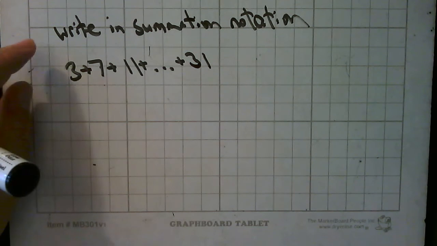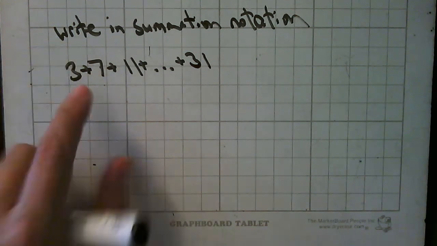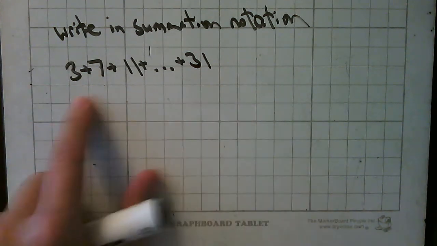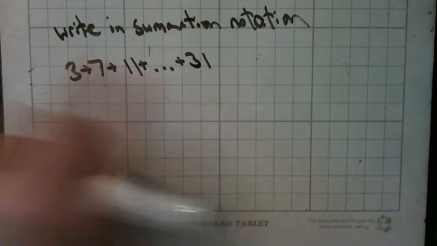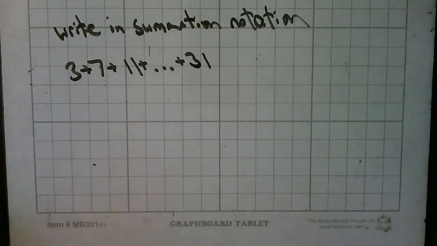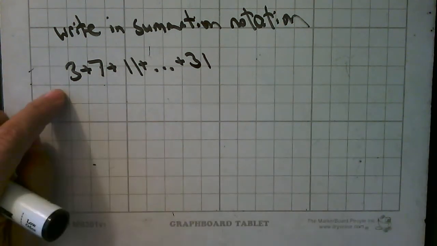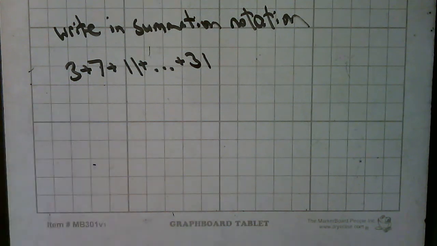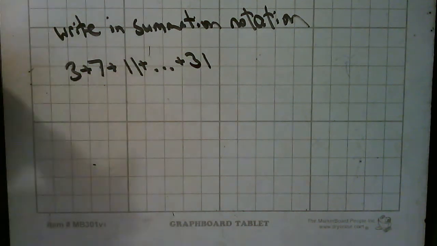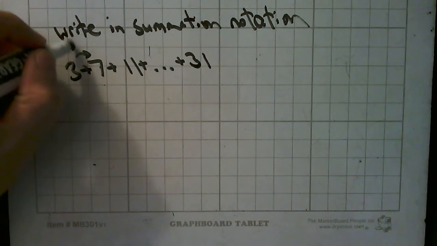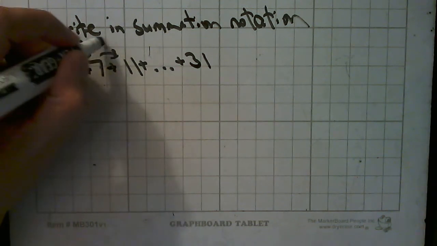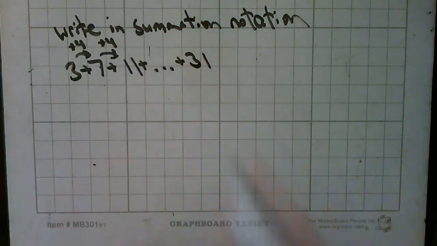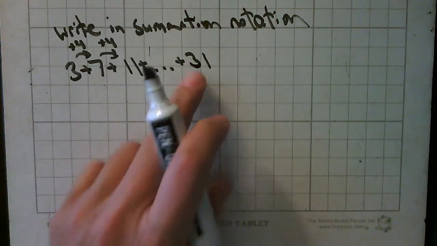Okay, the second part of your homework is going to ask you to turn this series into a summation notation. So with the little e or sigma, we're going to write it out like that. So I'm going to show you how to do that here. So first thing you want to do, I'm going to look for my pattern here. In this case, we're adding 4. So we're going to be adding 4 all the way till we get to 31.